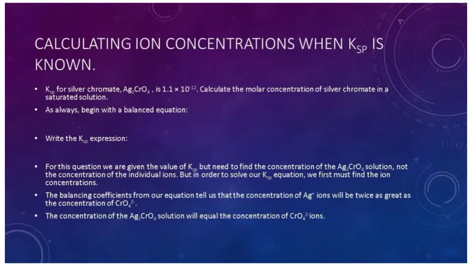All right, another example as we're calculating ion concentration when the KSP is known. Silver chromate has a KSP of 1.1 times 10 to the negative 12. We're going to calculate the molar concentration of the silver chromate in a saturated solution. Always begin with the balanced equation. So we start with what we're given.